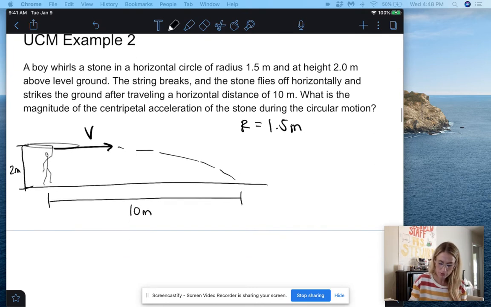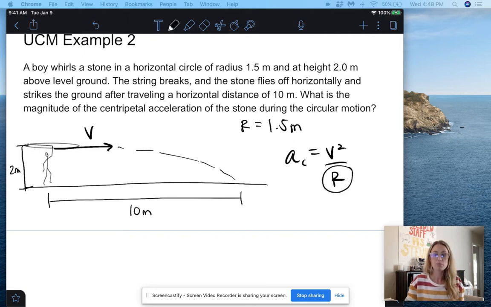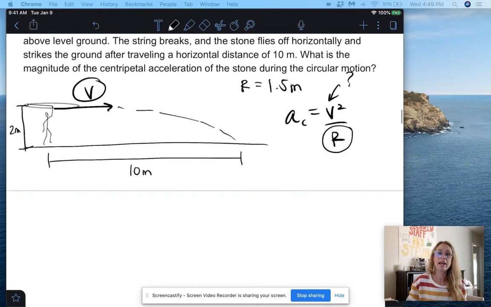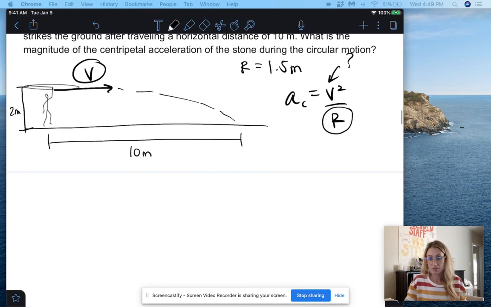So if we want to know the magnitude of centripetal acceleration, again, we know that centripetal acceleration is equal to v squared over r. We know radius, but we don't know what velocity is. And that's going to be the velocity of the stone as it flies off and then travels that 10 meters and hits the ground in the horizontal direction. So in order to find acceleration, we first have to find that velocity. So in order to do that, we need to use projectile motion, right?